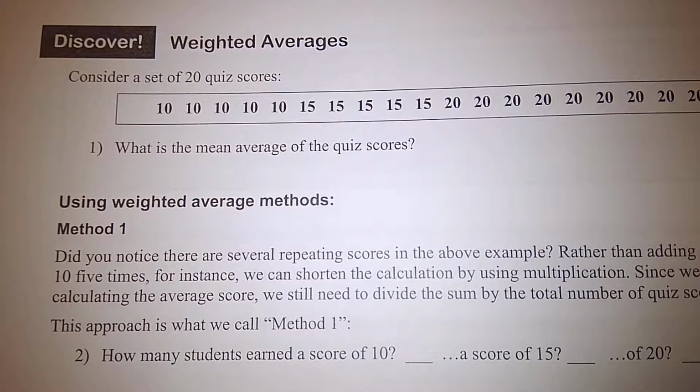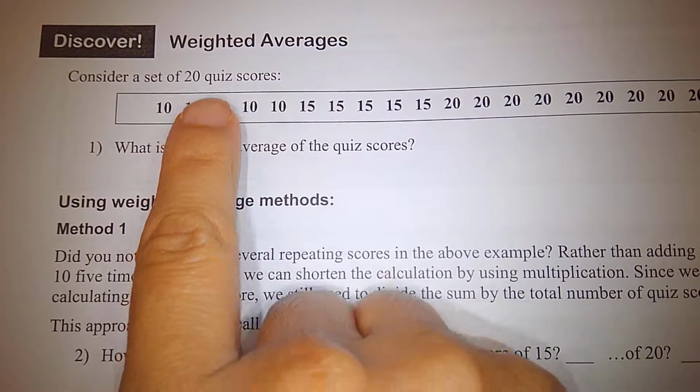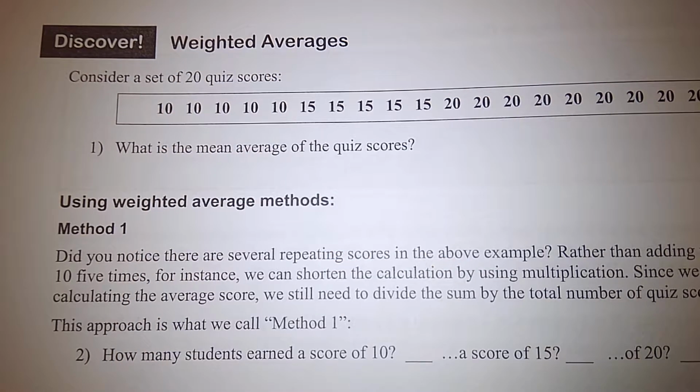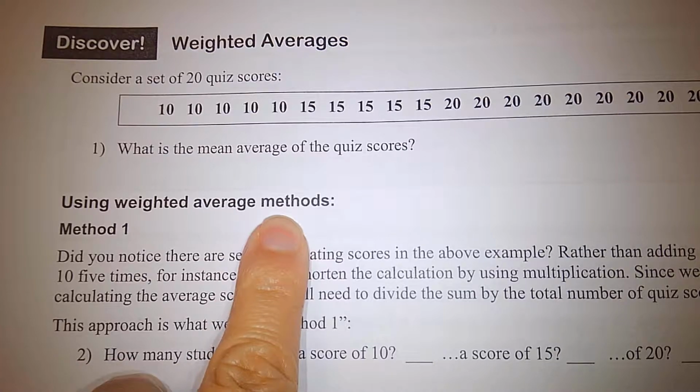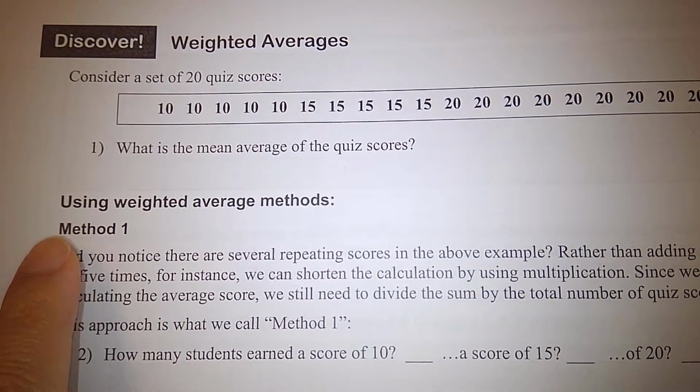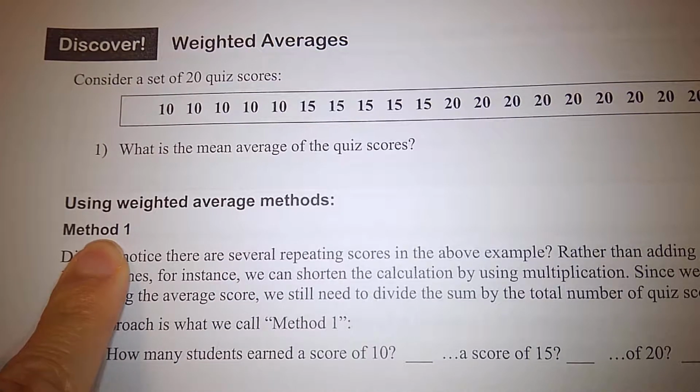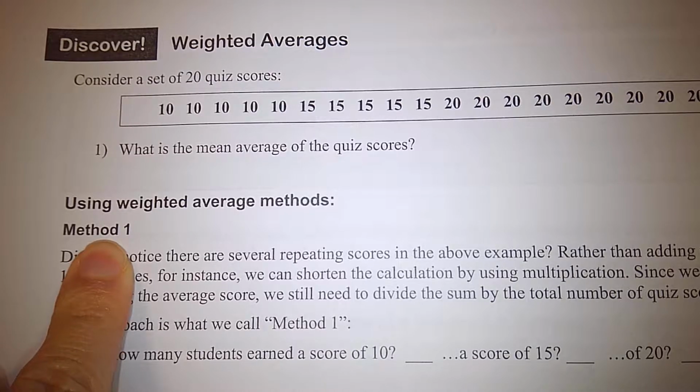Okay, so this is on page 61. It's about computing weighted average. There are still two methods for us to compute weighted average. Now we have method 1 on page 61. Also, we have another method.